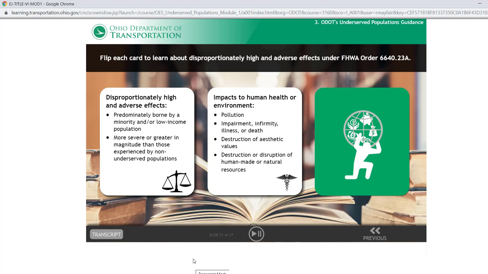Disproportionately high and adverse effects include significant individual or cumulative impacts to human health or the environment. Examples include, but are not limited to, air, noise, water, and soil pollution, bodily impairment, infirmity, illness, or death, destruction of aesthetic values, destruction or disruption of human-made or natural resources.